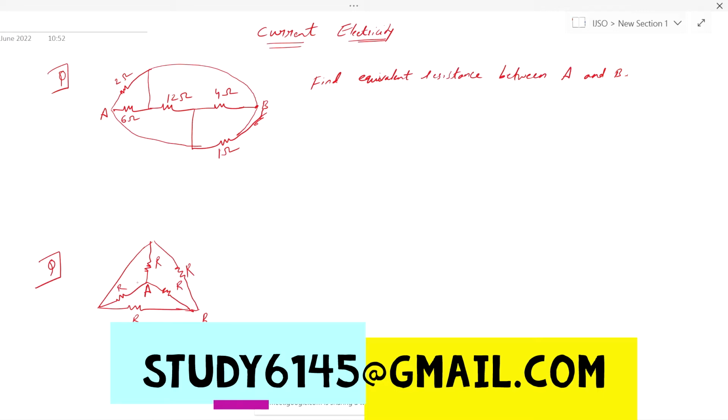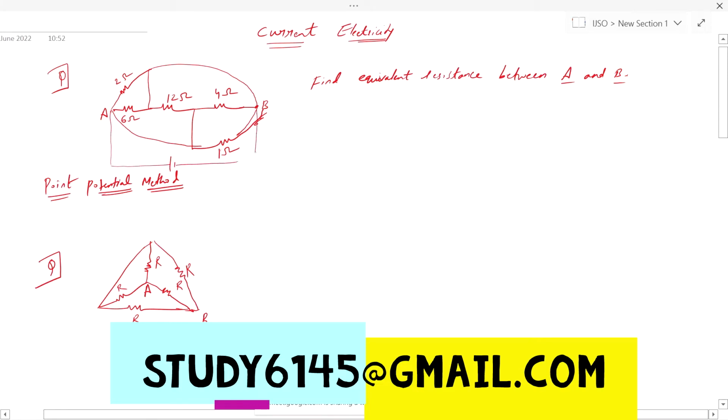So in this case, last time we learned a few methods. Now today we'll learn the point potential method. What is the point potential method? Find the equivalent resistance between A and B. What we consider is a battery between A and B. This will be plus V, this will be 0.